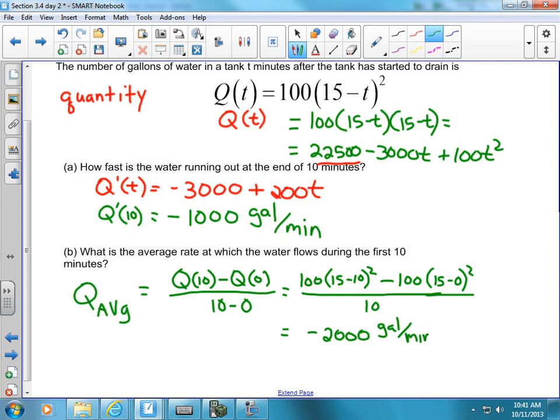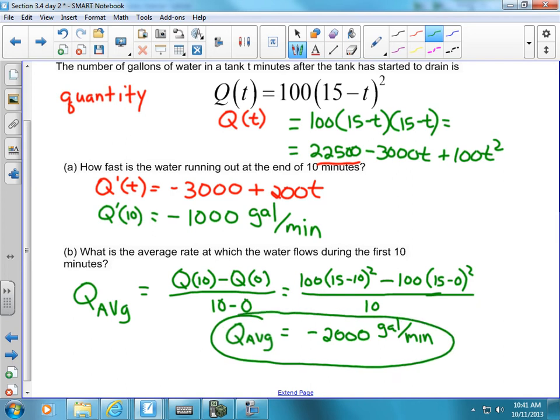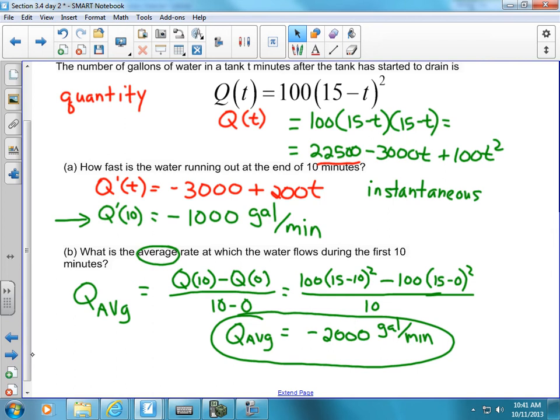All right, and this is an exercise really to show you the difference of an average rate, which is part B, and an instantaneous rate. They're at the same time period at 10, but you can see that the average is negative 2,000 draining per minute, and that the instantaneous at that instant at 10, when t is 10 minutes, it's equal to negative 1,000. So there's definitely a difference there.